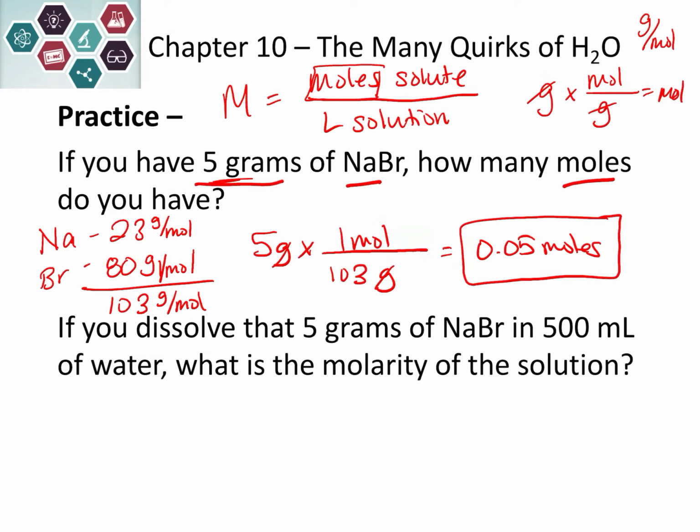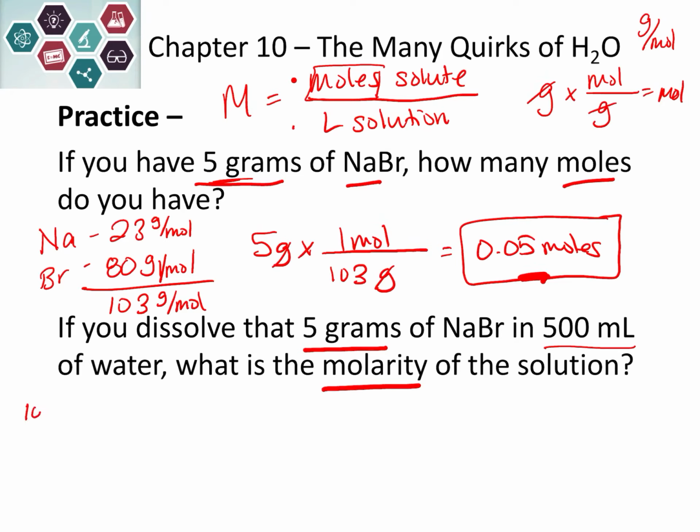Okay. So now to use that to actually calculate concentration in molarity, the second half here, again, we've got the 5 grams, which we've already converted to moles, and we're going to put that into 500 milliliters of water. Molarity is moles of solute over liters of solution. We have the moles of solute from the previous step, but we need to get liters from milliliters.